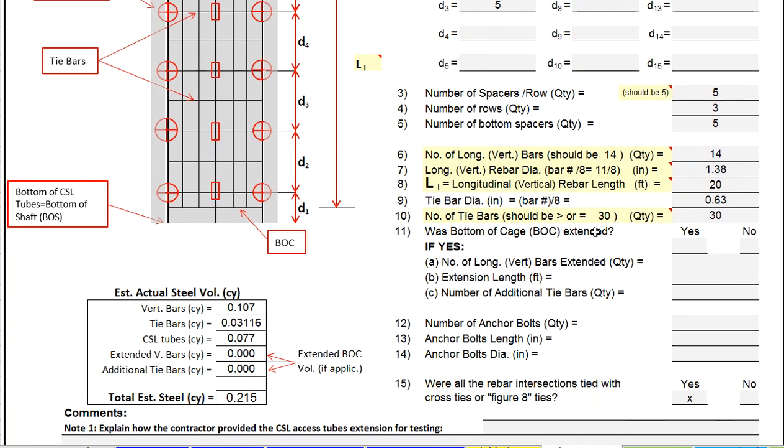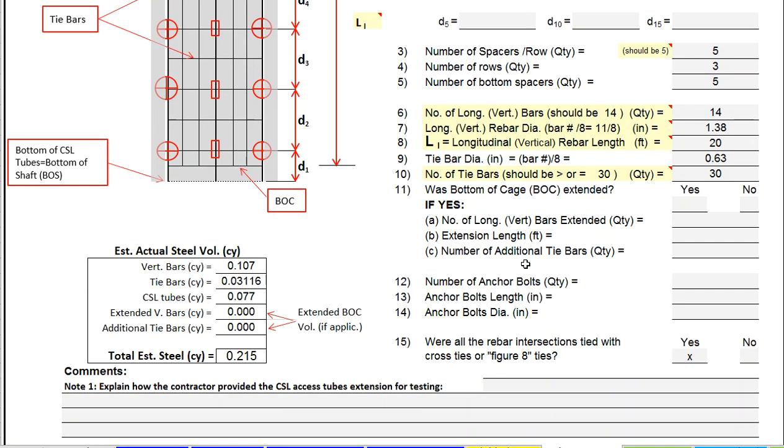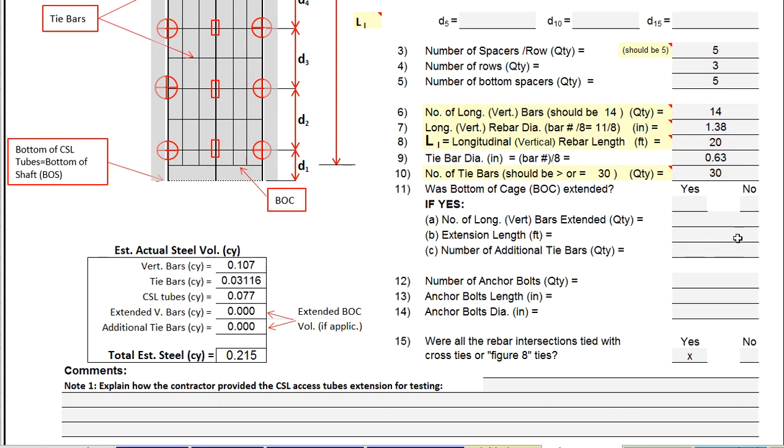For other additional questions, if the bottom was extended, just reply whether it was extended or not, how many bars, and how much it was extended, and so forth. And this is a checklist. Verify that all the cross ties, all the rebar intersections, were tied in accordance with the specs.